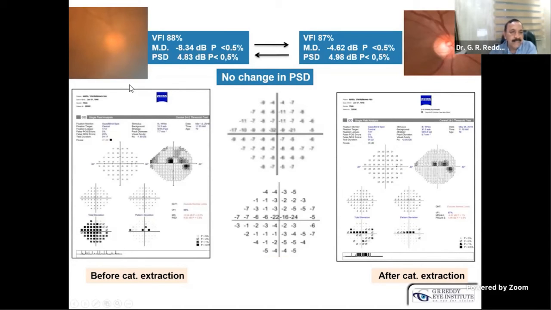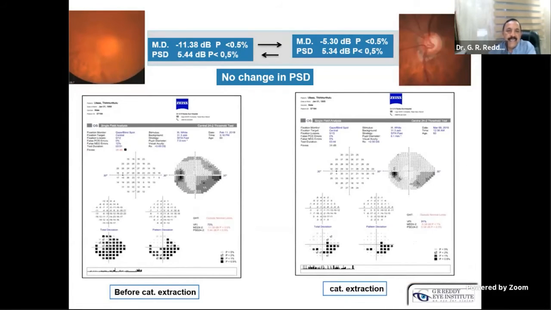Take for example, this is the patient with cataract, and the mean deviation is -8, and the PSD is 4.83. So the cataract is removed. The mean deviation became -4.62. PSD is unchanged because you are removing uniform generalized depression. When a uniform generalized depression is removed, there won't be a change in the PSD.